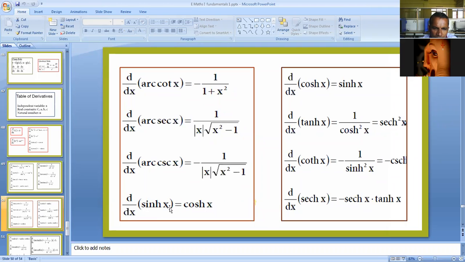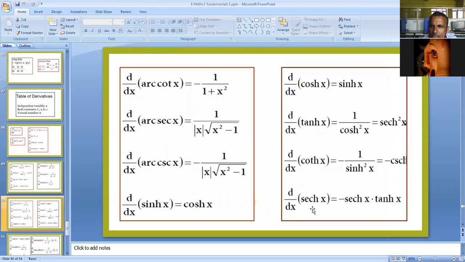What is d by dx of sine hyperbolic of x? Cos hyperbolic of x. And derivative of cos hyperbolic of x is sine hyperbolic of x. Means we are getting sine in terms of cos and cos in terms of sine. No negative sign is there. Now tan hyperbolic of x, what will we get? Sec hyperbolic square of x. 1 by cos hyperbolic square of x means sec hyperbolic square of x. Cot means minus cosec hyperbolic square of x.